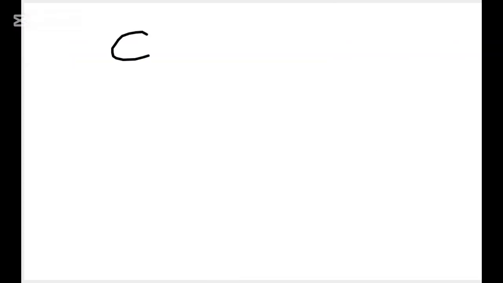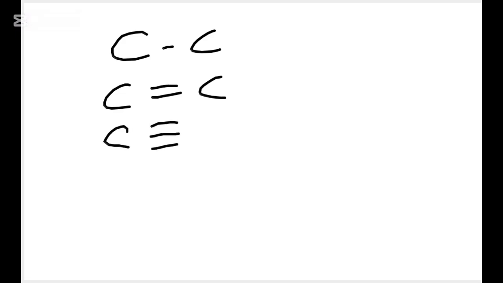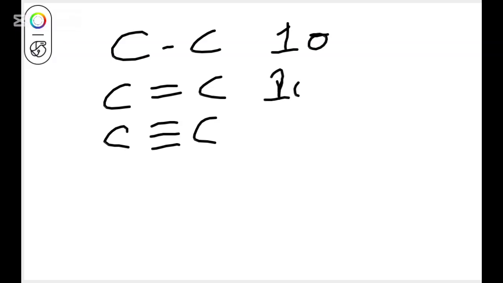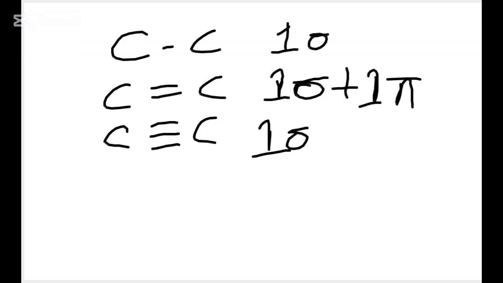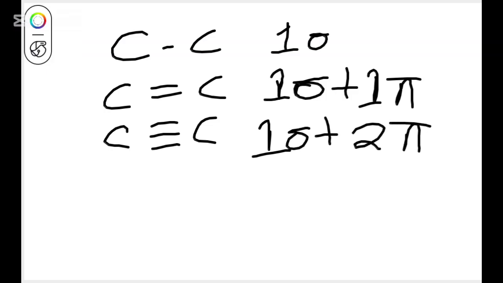There is one thing that I need you to know. Single bond, double bond, and triple bond. The single bond has only one sigma. And the double bond has one sigma plus one pi. And the triple bond has one sigma plus 2 pi. You have to take note that the triple bond is stronger than the single bond.